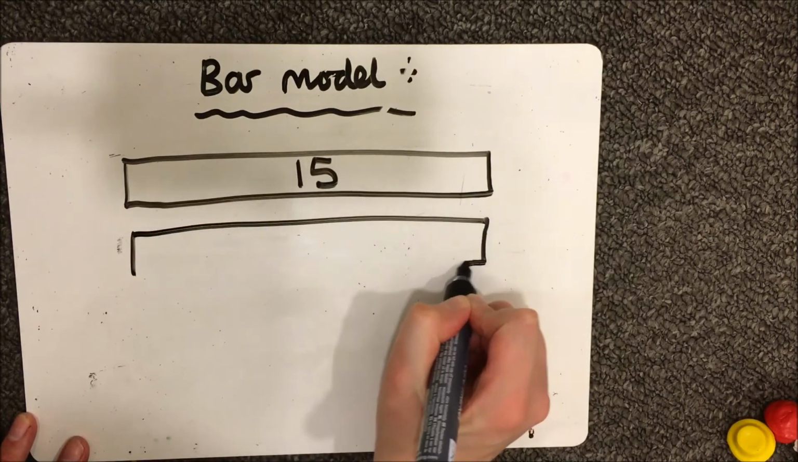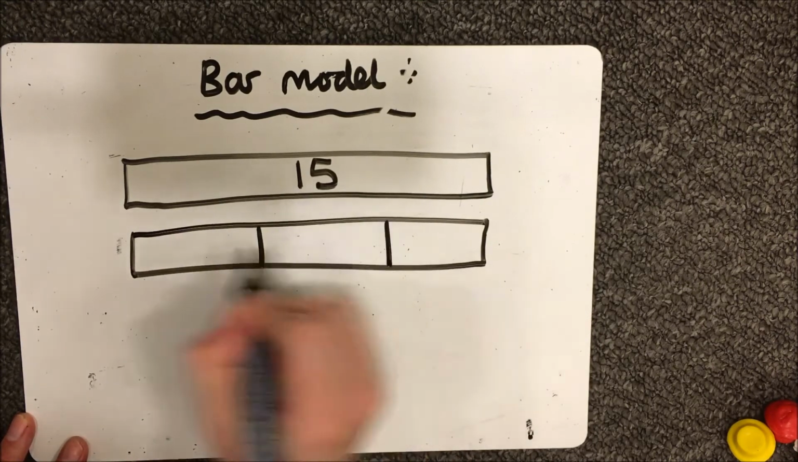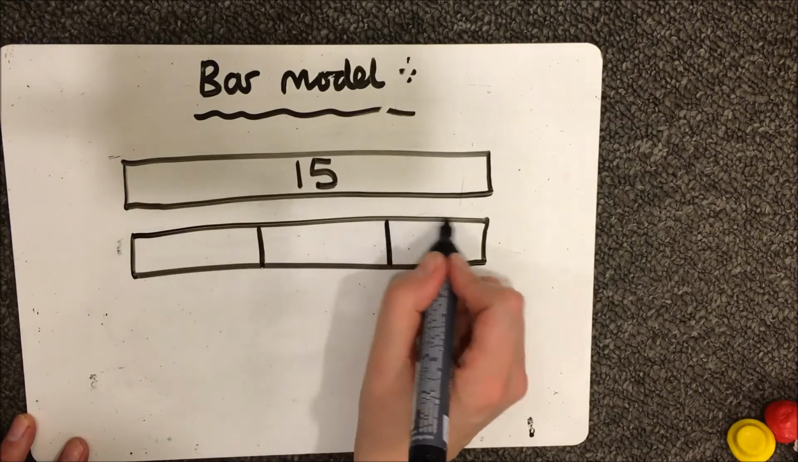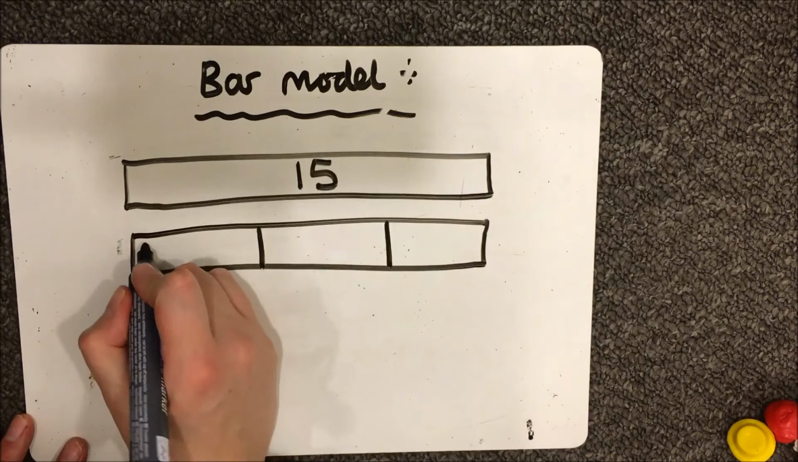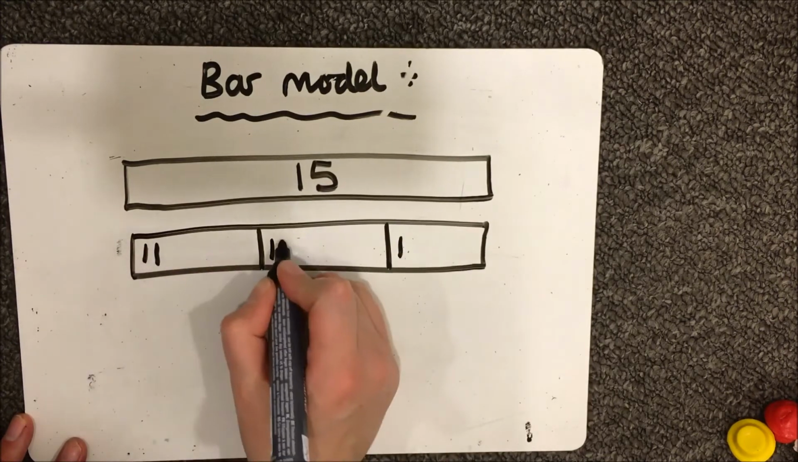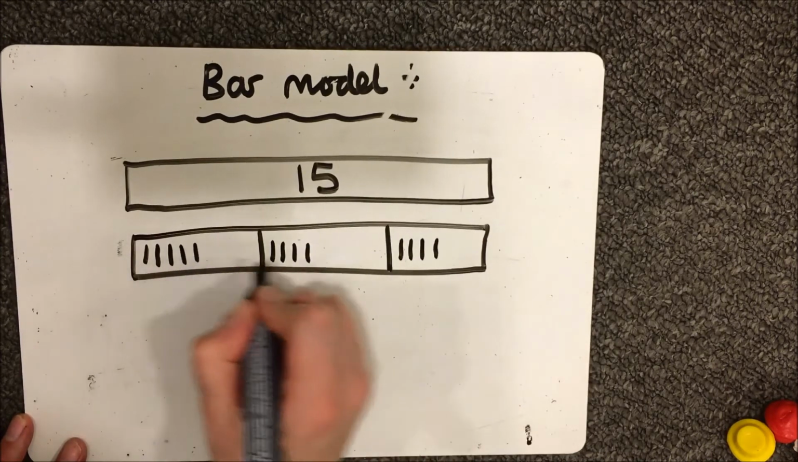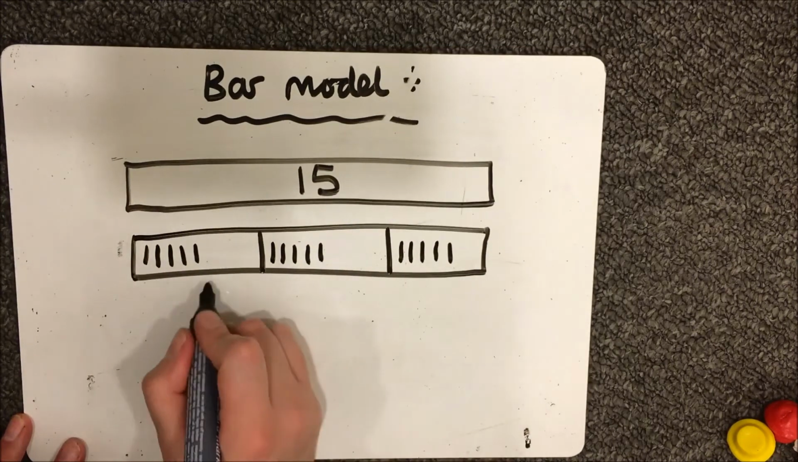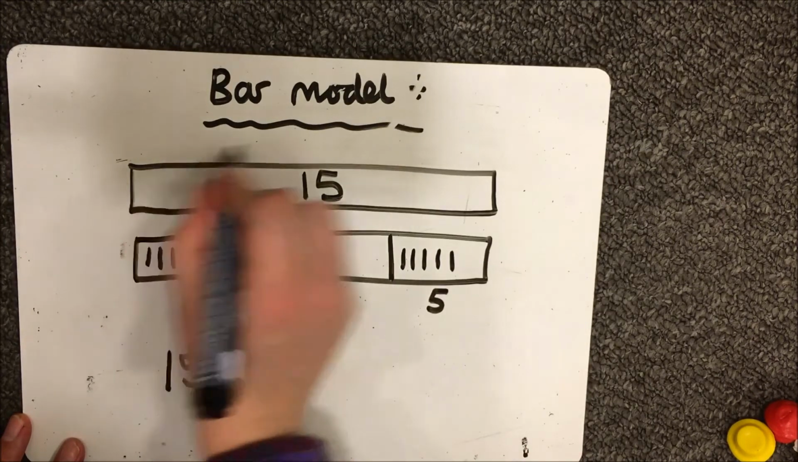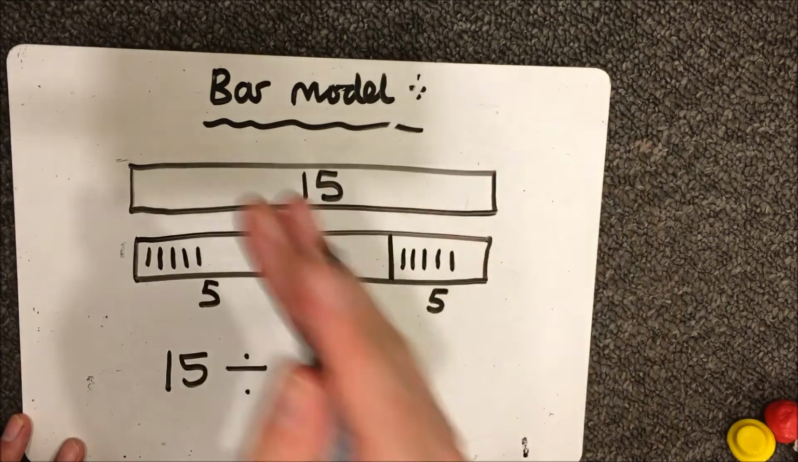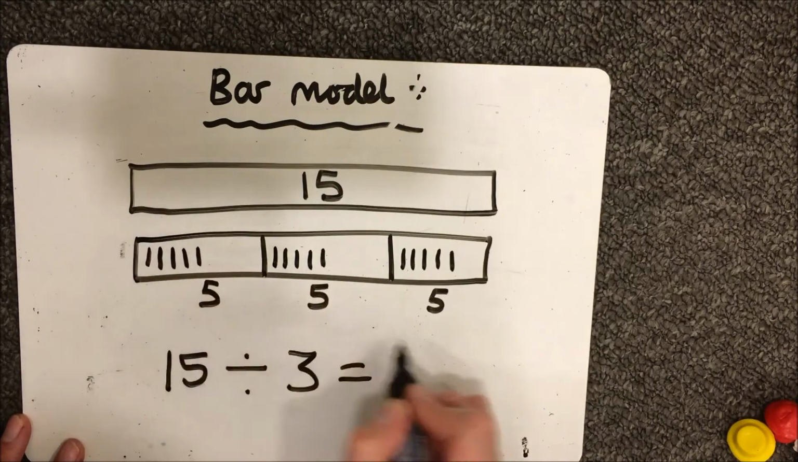Then, how many do we need to chop this into because we're sharing by 3? We need to chop it into 3 equal parts. This is like 1 box, 2 boxes, 3 boxes. Yeah? Now we need to share out the 15. 1, 2, 3, 4, 5, 6, 7, 8, 9, 10, 11, 12, 13, 14, 15. So we've got 5 in here, 5 in here, 5 in here. 15 cut into or shared by 3 is the same as 5.